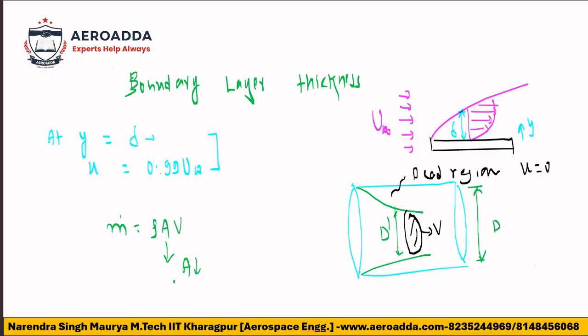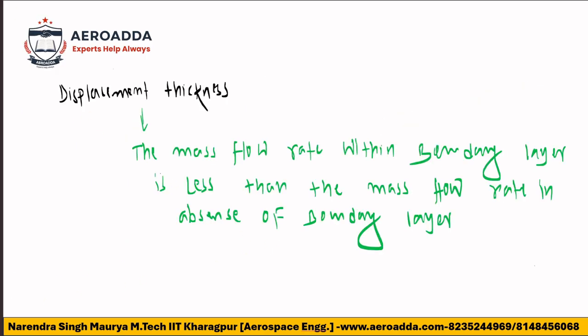Now, what is the displacement thickness mathematically? The displacement thickness, delta star, is the integral from 0 to delta, because the boundary layer thickness is delta, of 1 minus u over u infinity, where small u is the velocity inside the boundary layer and u infinity is the free stream velocity. You integrate from 0 to delta and you will be able to find the displacement thickness. This is the formula.